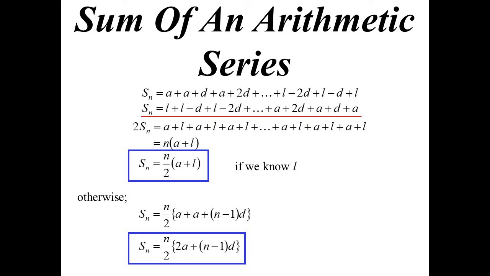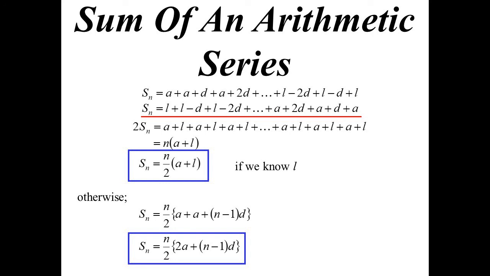Now be careful with this formula. It's very easy to make a mistake and just go a plus n minus 1d, because we're so used to that with the general term. But remember, this was the first term plus the general term. So we end up with 2a.